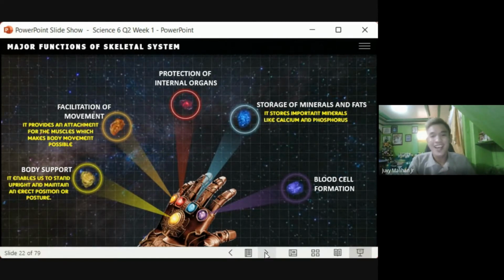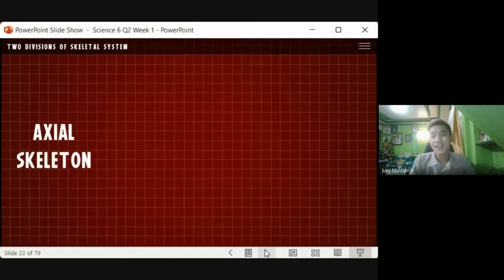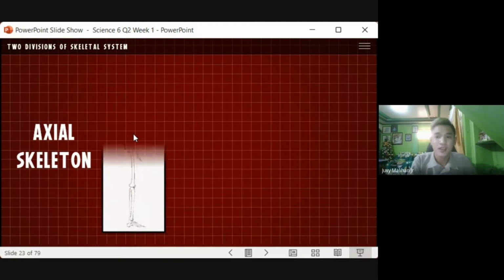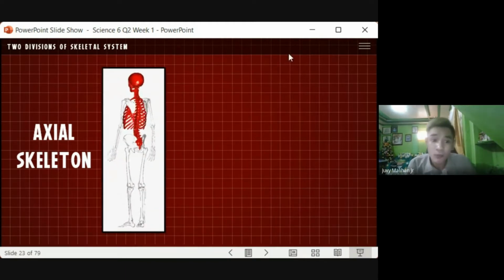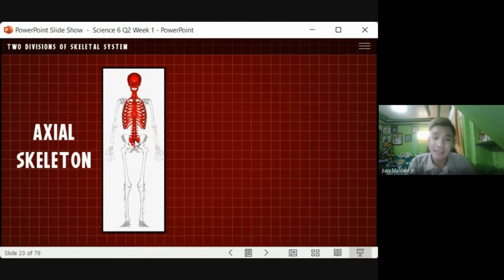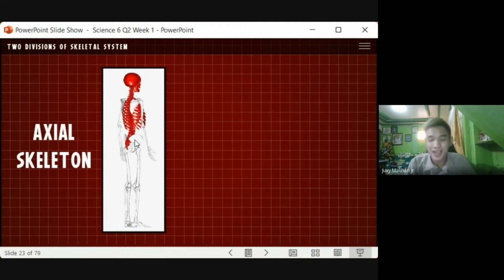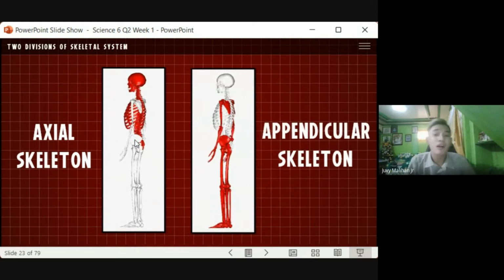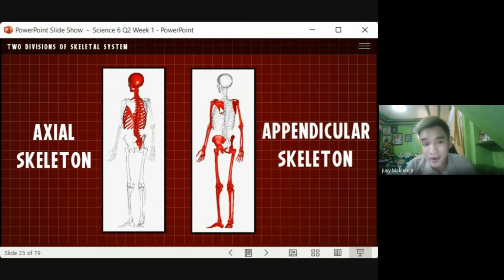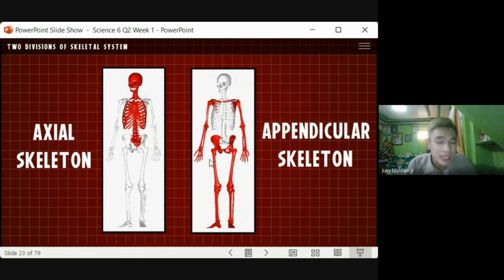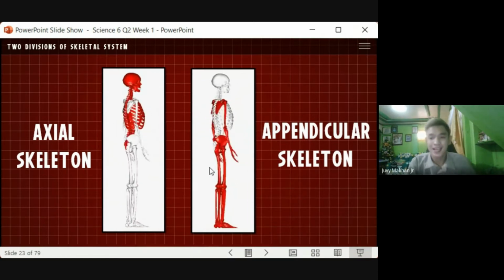Now, class, the skeletal system is divided into 2. Okay, so it has 2 types. Now, what are those? So first, we have the axial skeleton, which is the red part in the moving picture. So these are the parts included in the axial skeleton, class. And also, we have the appendicular skeleton. So these are the parts, class, that are included in the appendicular skeleton.